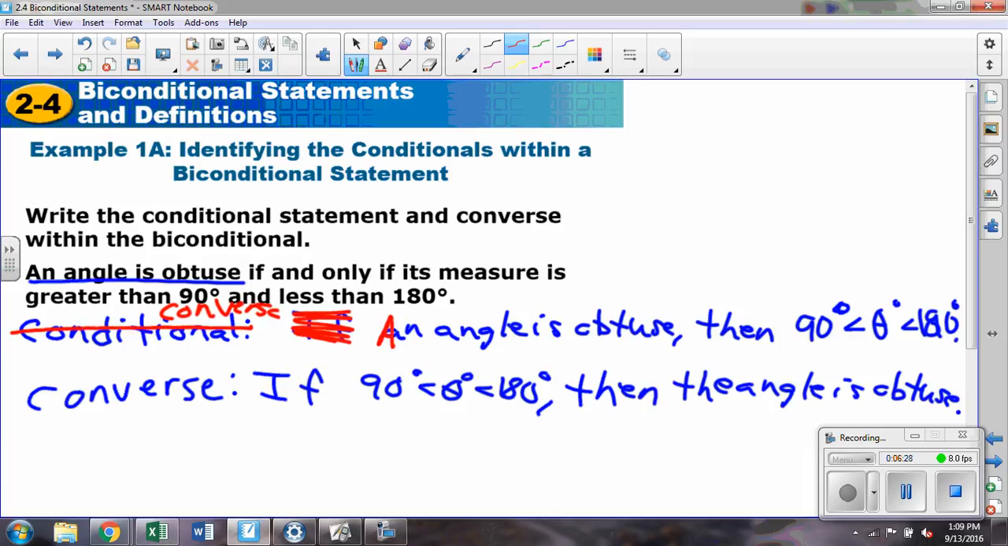Another way that we could have had the conditional written as a converse is to just move the location of the if. By changing the location of the word if from the front to the back, we change the back into the hypothesis. Completely valid way of doing that also.